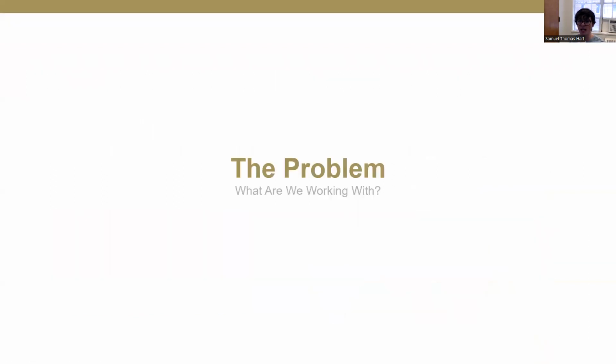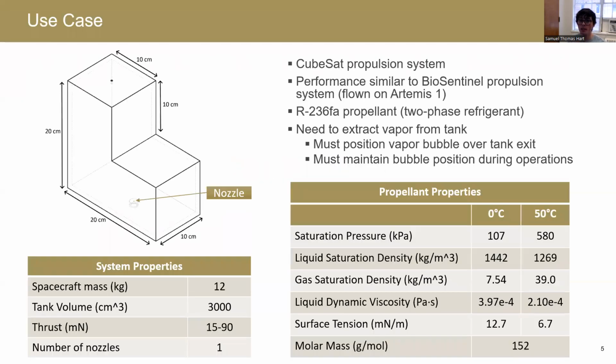All right, so now we're going to get into our problem, the specific use case that we're going to be looking at for the rest of this presentation. We're going to use a 3U propellant tank, shown on the left here. And we're going to assume this propellant tank is used on a CubeSat propulsion system. We're going to assign this system the performance characteristics of the BioSentinel propulsion system. It recently flew on Artemis 1, so it's nice and topical, and also was designed by our lab, so I know all the performance details, which helps a lot with the analysis.